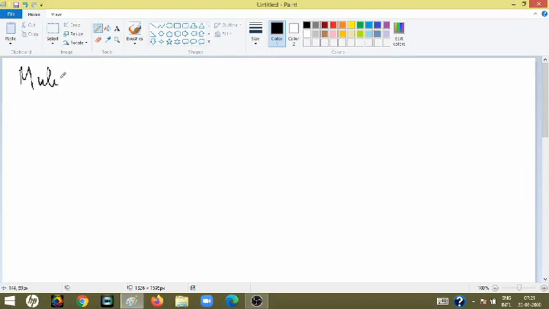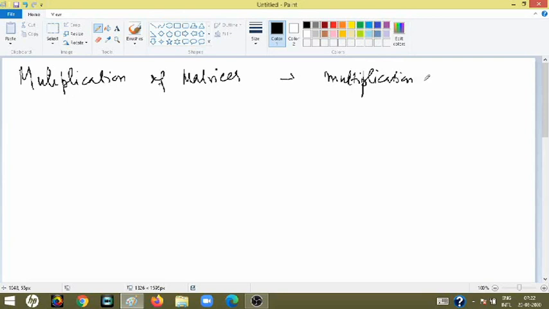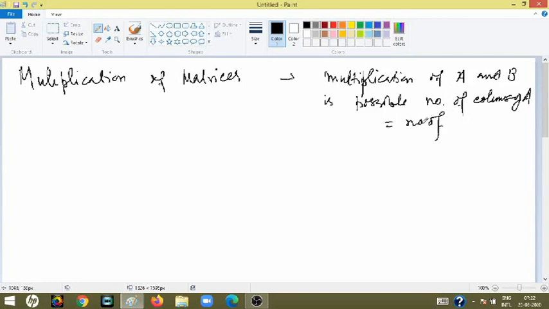Now, multiplication of matrices. Here is a restriction: multiplication of A and B, where A is a matrix and B is a matrix, is possible only when the number of columns of A is equal to the number of rows of B.